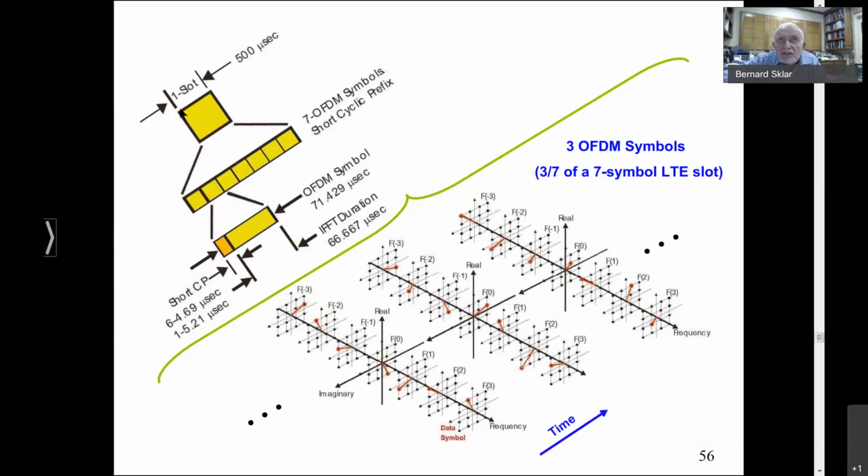The slot is several symbols. So in this case, this represents one OFDM symbol right here. This is one OFDM time symbol here. The next OFDM time symbol, the next OFDM time symbol. So you've sent 3 of these time symbols, and therefore this is 3/7. What you're looking at right here is 3/7 of a 7-symbol LTE slot.